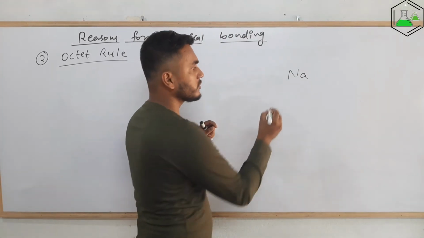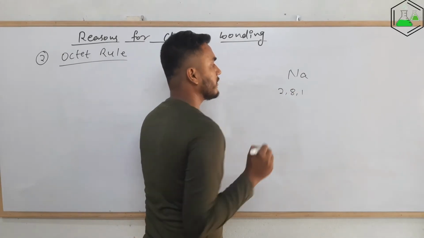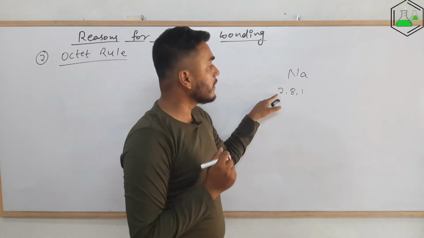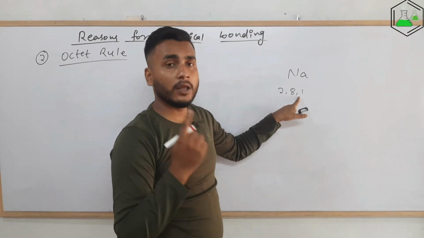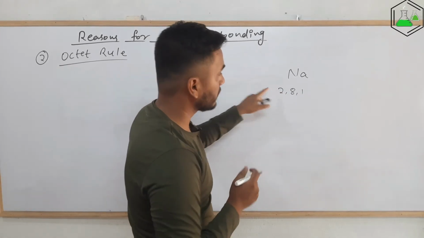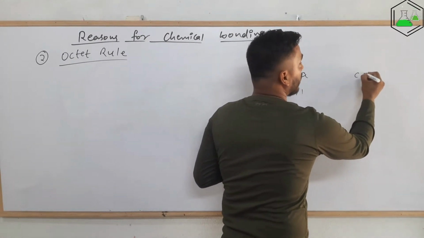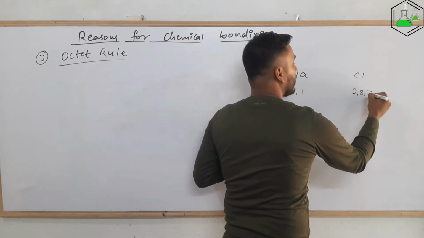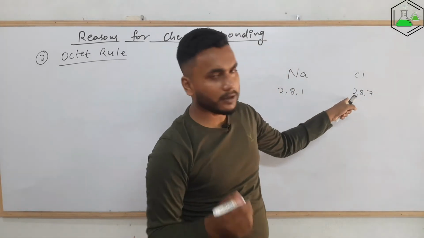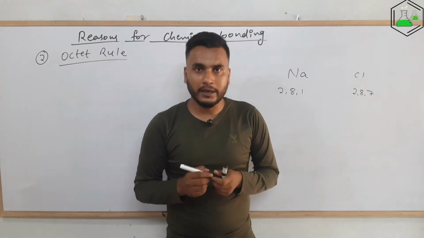Then how many electrons does it have? Its electronic configuration is 2, 8, 1. In the first orbital there is 2 electrons, in the second orbital there is 8 electrons, and finally in the third orbital there is only 1 electron. So this is the electronic configuration of sodium. And if we see chlorine, its electronic configuration is 2, 8 and 7. That is in the first orbital 2 electrons, second orbital 8 electrons, in the third orbital 7 electrons.